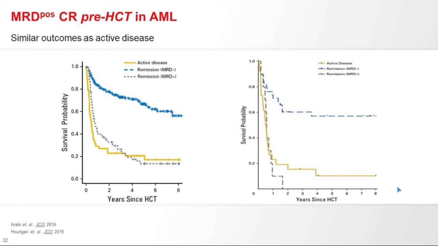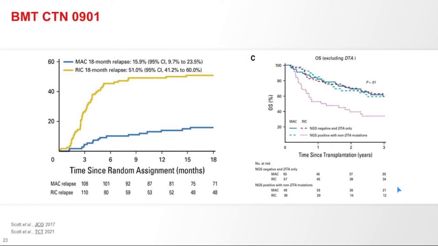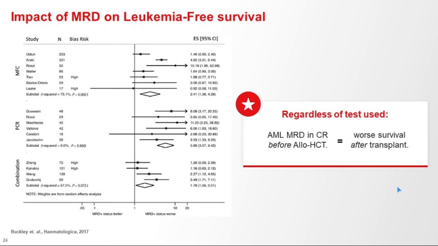And we'll follow up on this in a second. This is looking at a randomized trial in MDS and high-risk AML that compared ablative transplants to reduced intensity transplants. This trial was called off because the reduced intensity group had a very, very high relapse rate compared to the ablative group, which kind of threw a wrench in it.